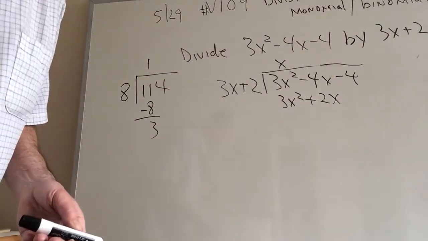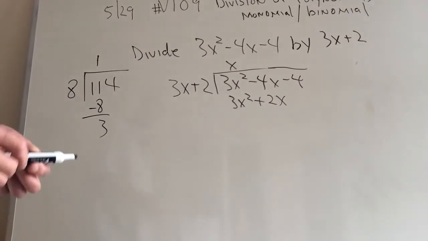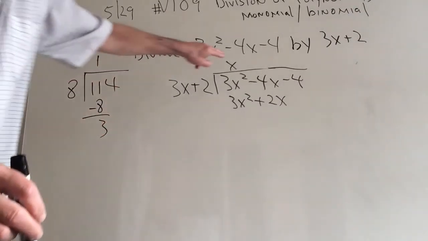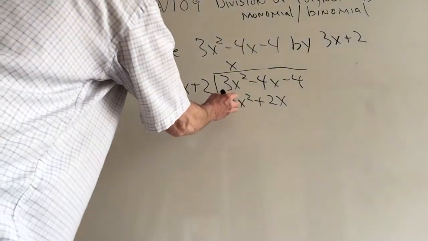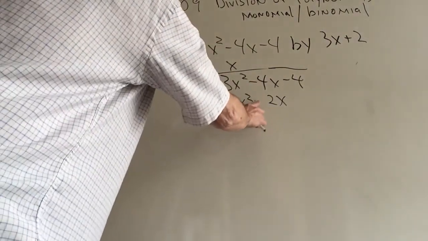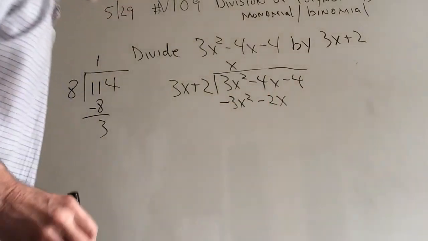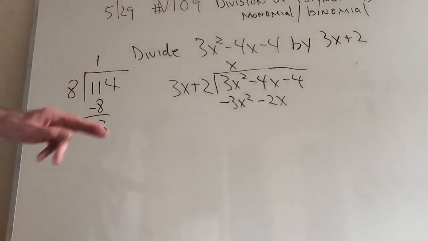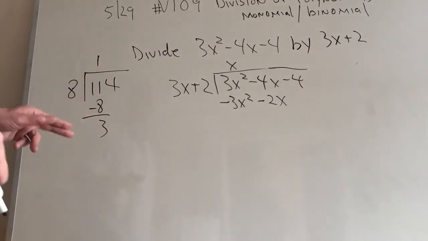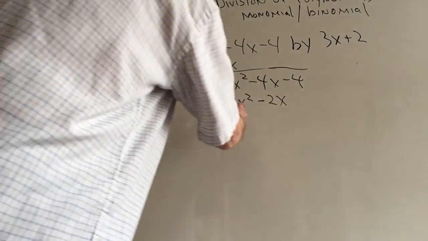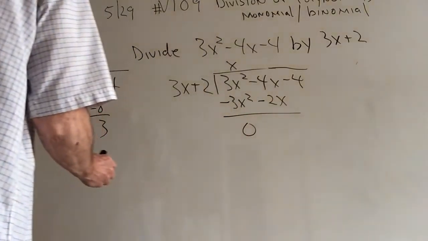But remember that subtraction in polynomial math is taking the opposite. So I multiplied this times this and got this, lined up the x's, and now I subtract. So this becomes negative, and this becomes negative. And you have to remember in this math that subtraction is taking the opposite. Okay? So there's the 0 that I desired so much.